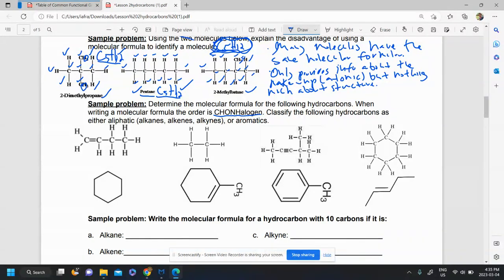As aliphatic or aromatic. And then if we're aliphatic, then we're going to try to say if they're alkenes, alkynes, or alkanes. So if I see a benzene ring, then I know it is aromatic. If I don't see a benzene ring, which I don't see in any of the other ones, then I know these are aliphatic.